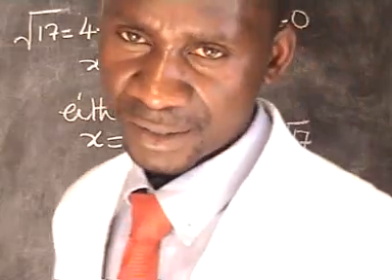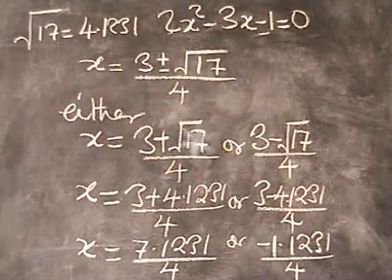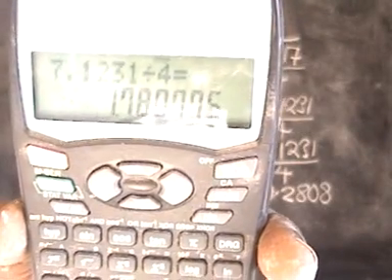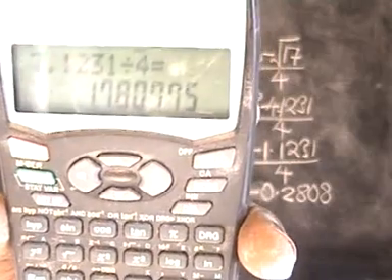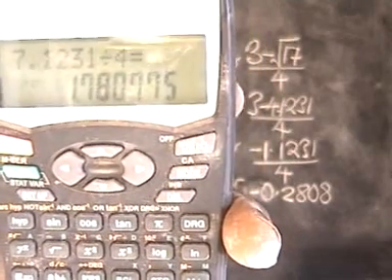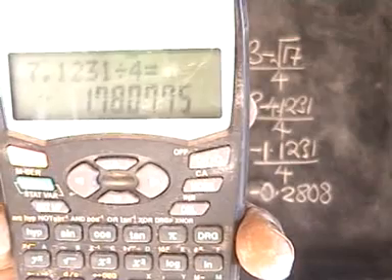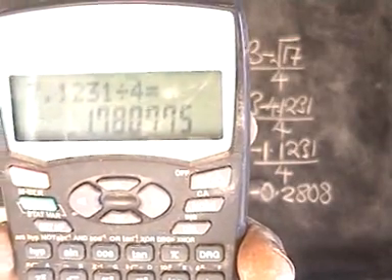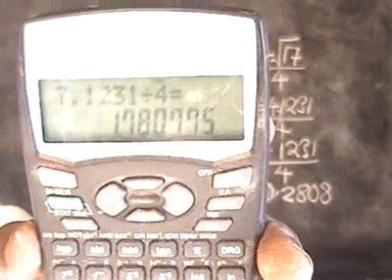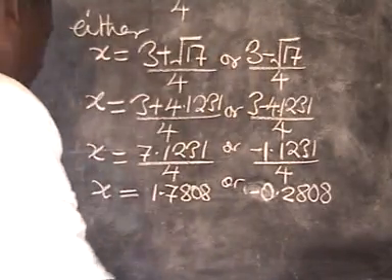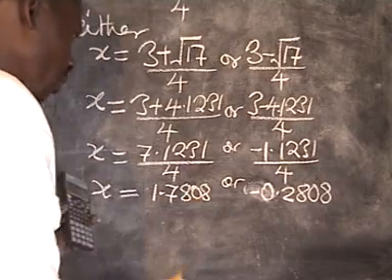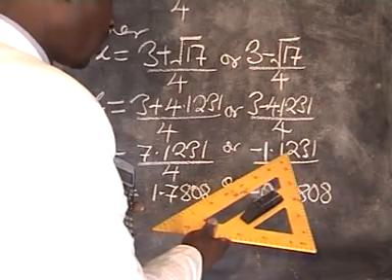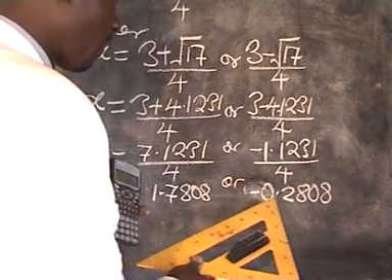And if you divide, this is what is going to happen. By dividing the sum 3 plus square root of 17 by 4, that is the result which I have obtained. It is 1.7808, so to 4 decimal places I have considered 1.7808. Same applies if you divide 4 into negative 1.1231, you get negative 0.2808.